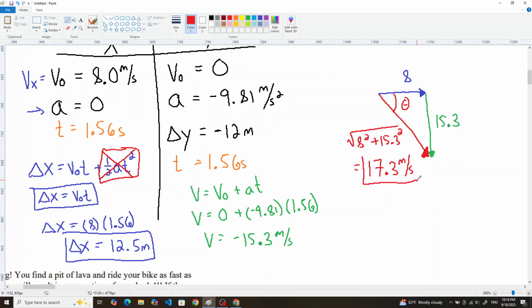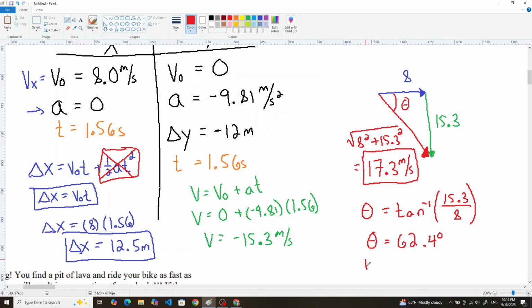Now, that's only half of the information we need for velocity. We also need the angle, because velocity has direction. I'm going to use the tangent. So inverse tan of 15.3 over 8. You should be in degree mode. For physics, you will always use degree mode. I got 62.4 degrees. So that's 62.4 degrees below the x-axis, specifically the positive x-axis. And now I've answered the 2 questions.